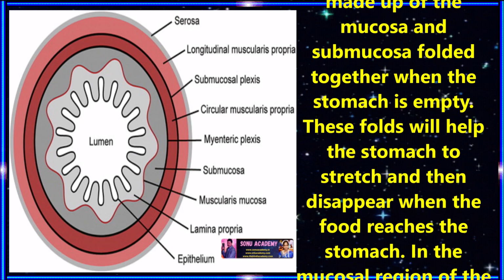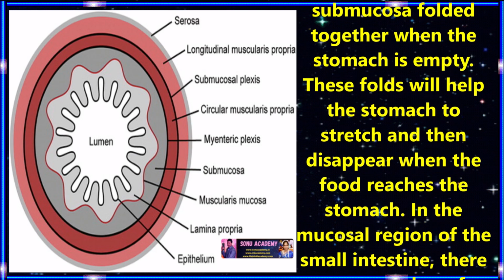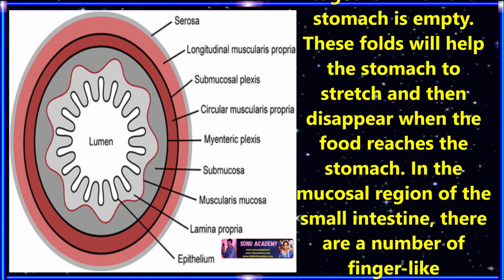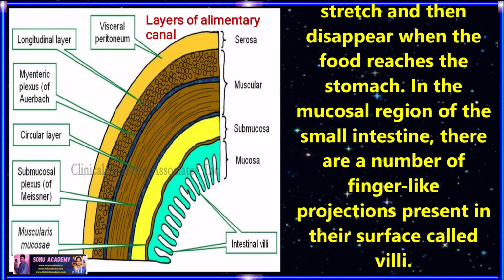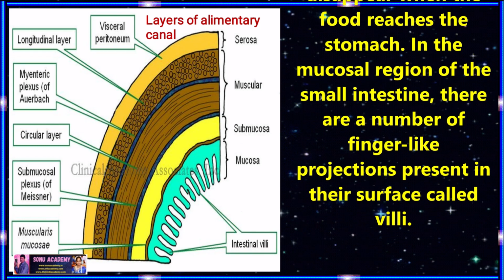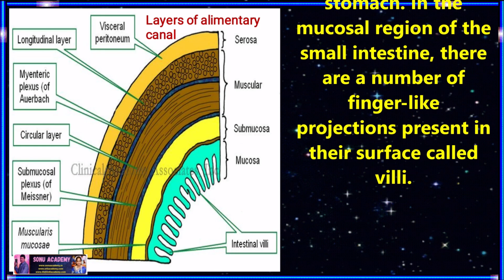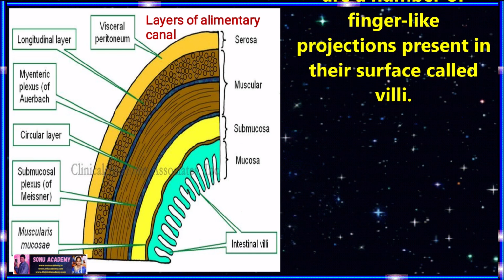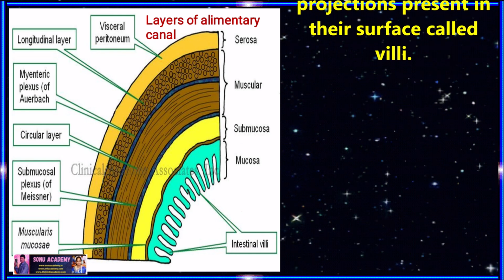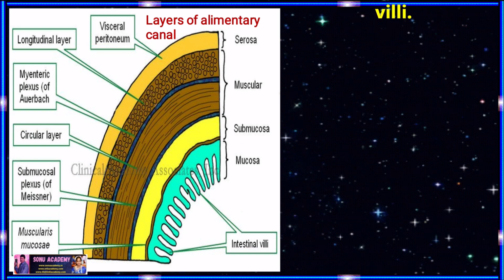The rugae are present in the stomach. They are made up of the mucosa and submucosa folded together when the stomach is empty. These folds help the stomach to stretch and then disappear when food reaches the stomach. And in the mucosal region of the small intestine, there are a number of finger-like projections present on the surface which are called villi.